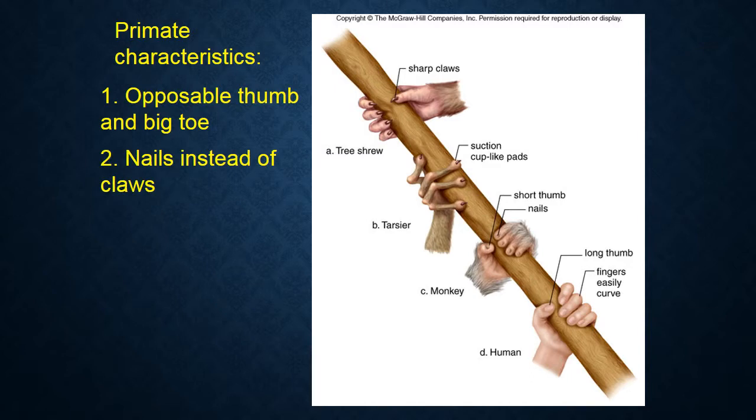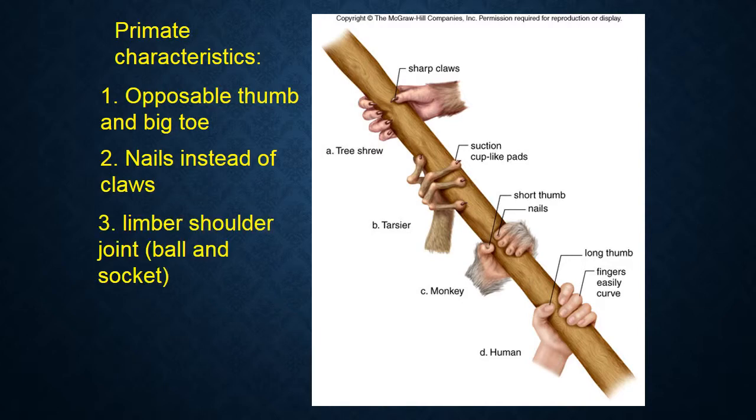And then we also have nails instead of claws. That makes us a little bit different. And then a limber shoulder joint. So we have a ball and socket. Not everybody has that. Super important for me because I use that a lot in kayaking, right? Monkeys use it for getting through trees.